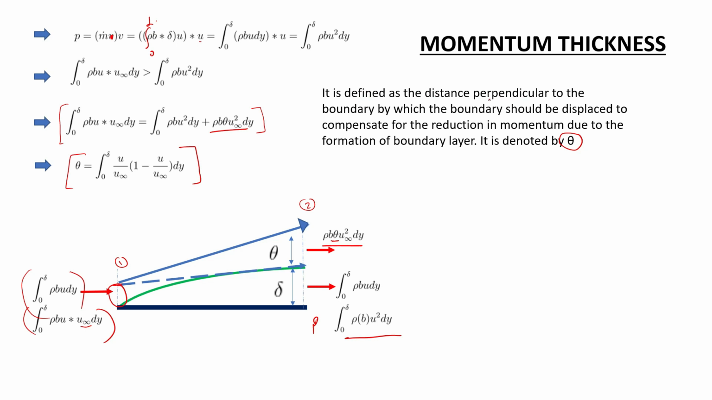So let us look at the definition once more. It is defined as the distance perpendicular to the boundary by which the boundary should be displaced to compensate for the reduction in momentum due to the formation of boundary layer. It is denoted by theta.